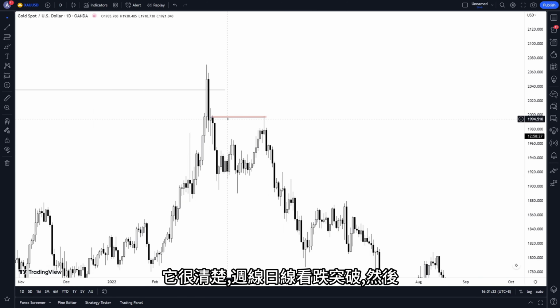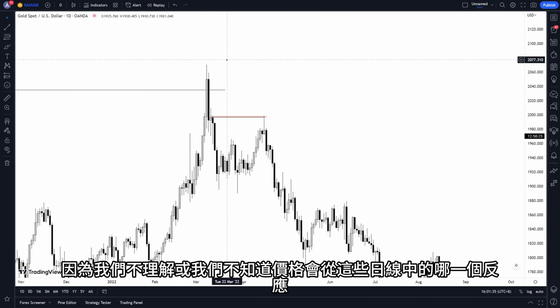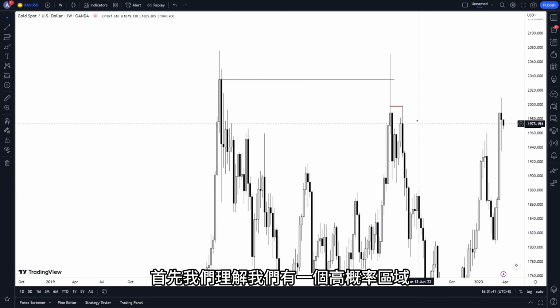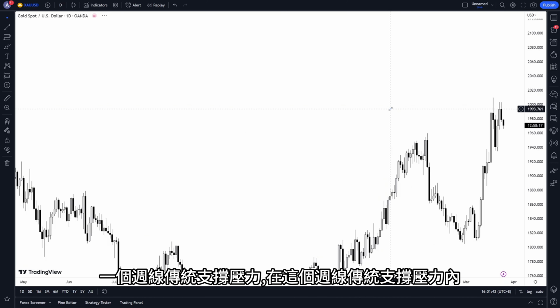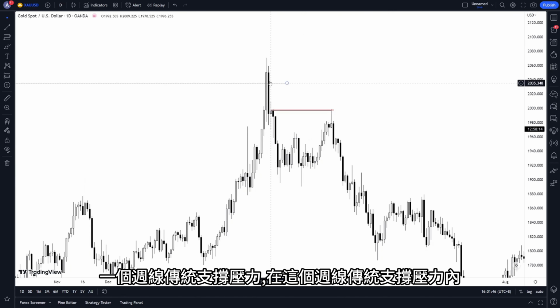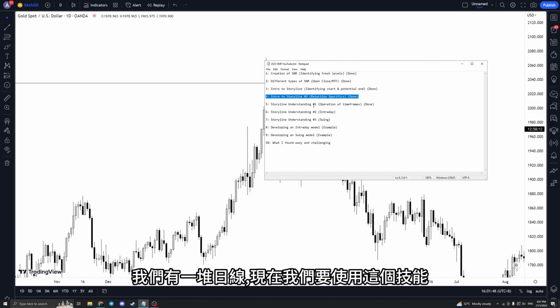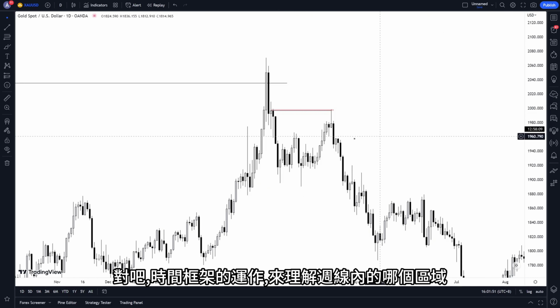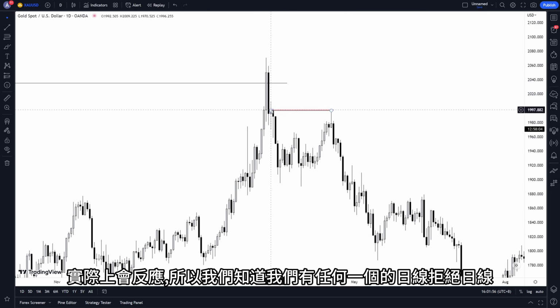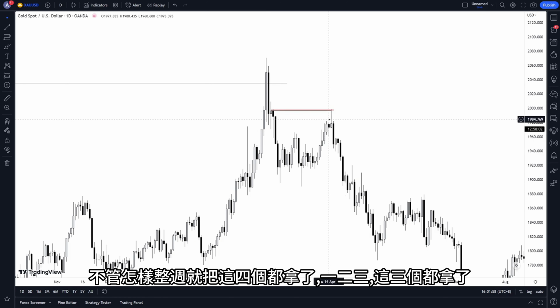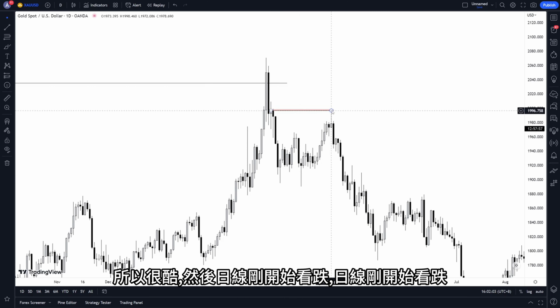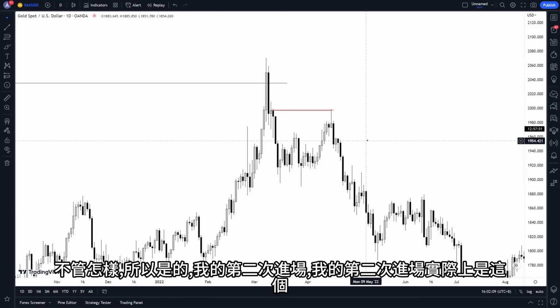And then, because we don't know which one of these dailies price is going to react from, we used the operation of time frames. Firstly, we understood that we have ourselves a high probability zone, a weekly traditional SNR. Within this weekly traditional SNR, we have a bunch of dailies. Now we're going to use this skill, the operation of time frames, to understand which area within the weekly is going to actually react. So we know we have a daily reject daily of any one of these. Anyway, the whole wick just took up all of these, so 1, 2, 3, all 3 of these. That's cool. And then daily just started a bearish thing.